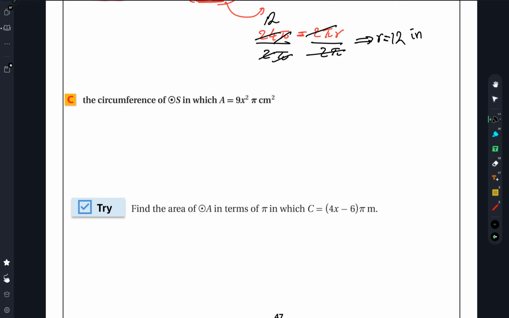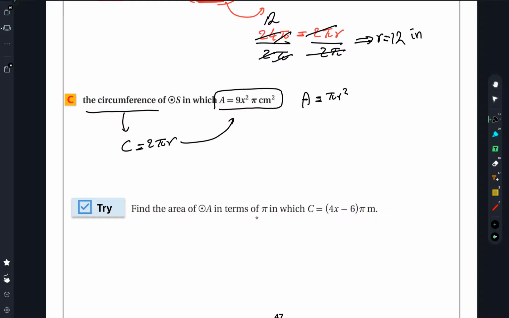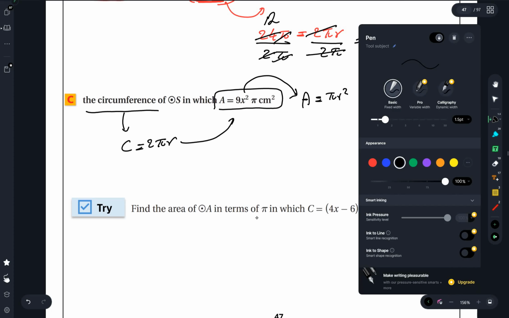Dear students, this time it's asking for the circumference when the area is 9x squared pi. To find the circumference, we know that C equals 2 pi r. I need to find r, but here I don't know what r is. Instead, I have something else called area. We know area equals pi r squared, correct? So instead of A, I'll write 9x squared pi in order to find r.